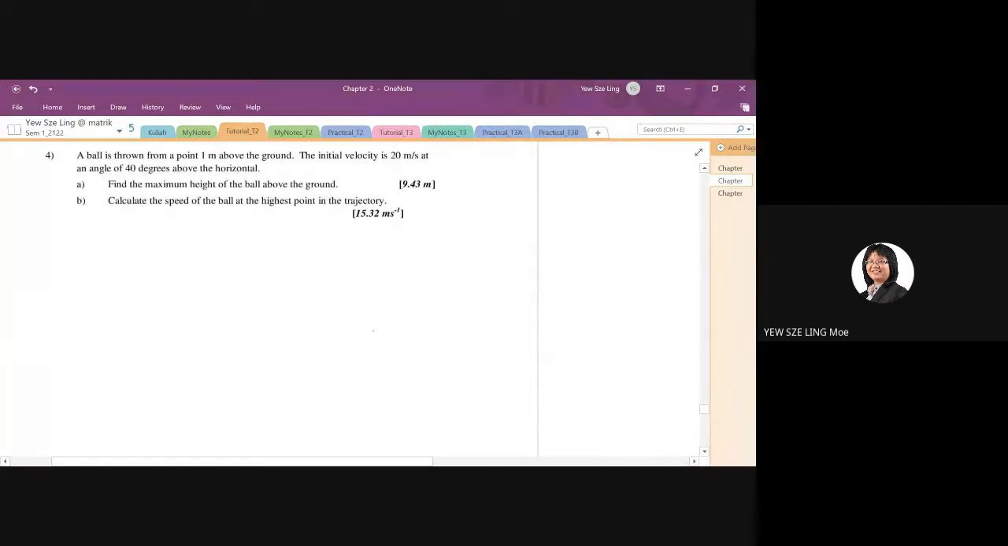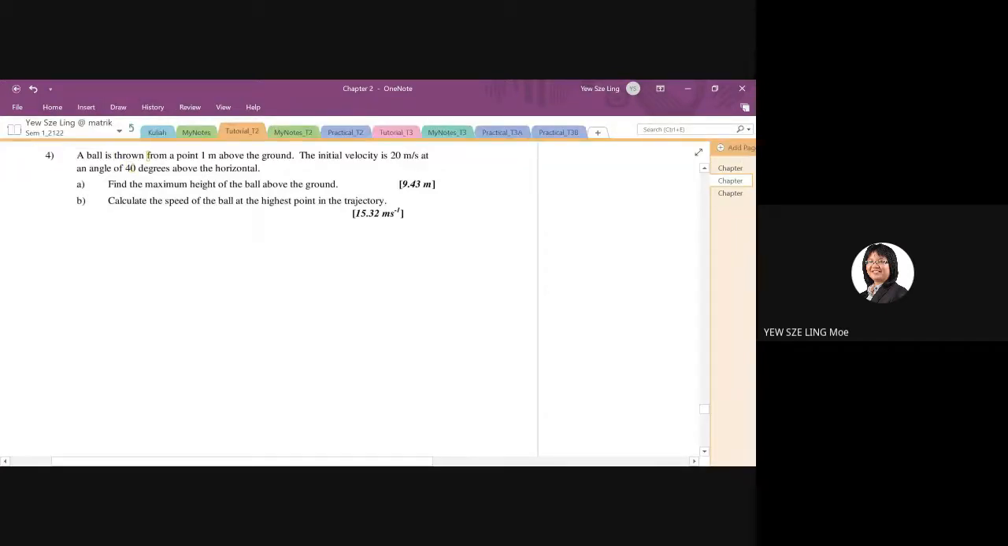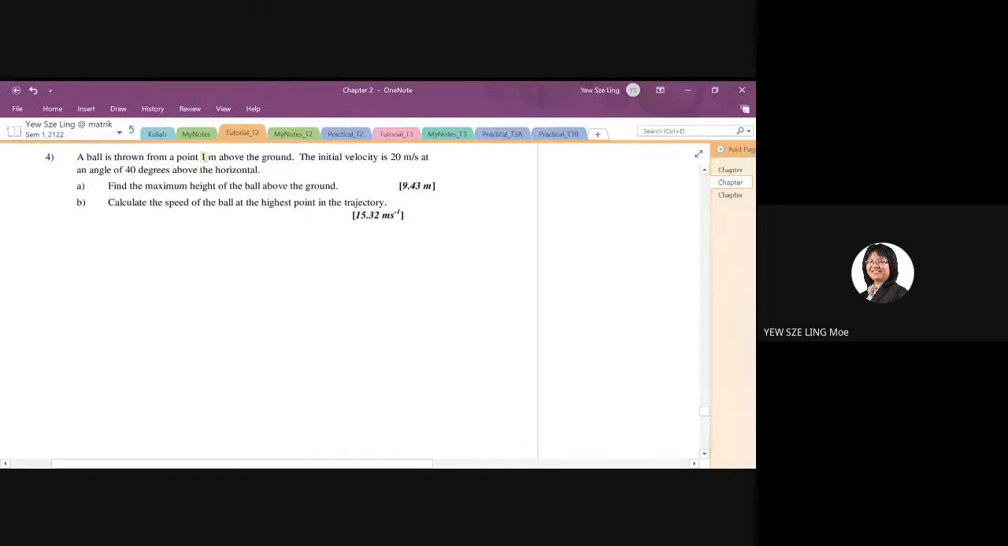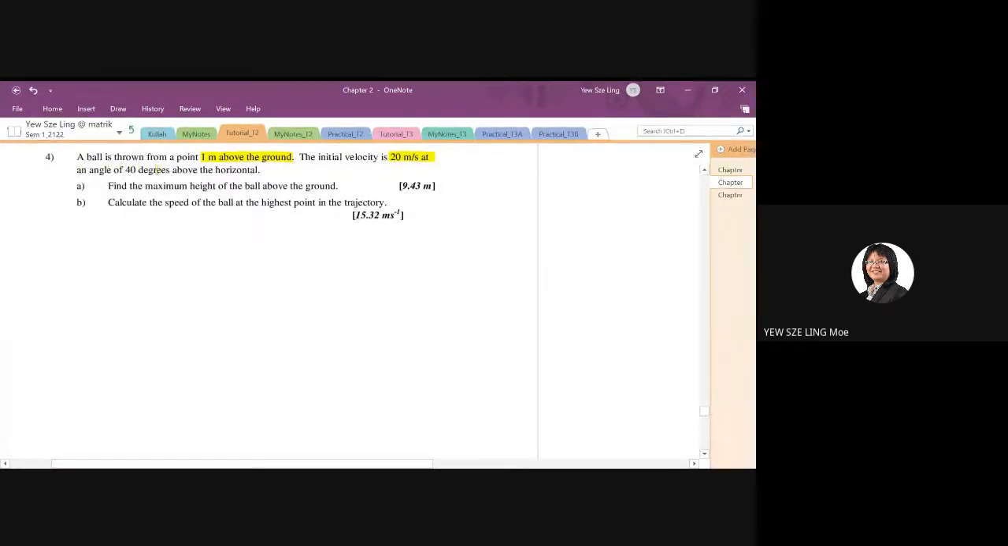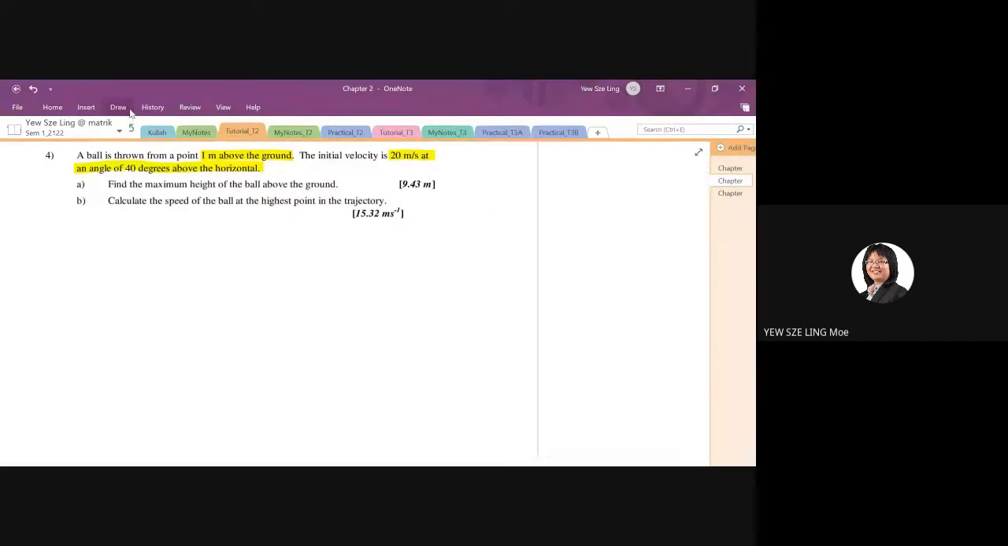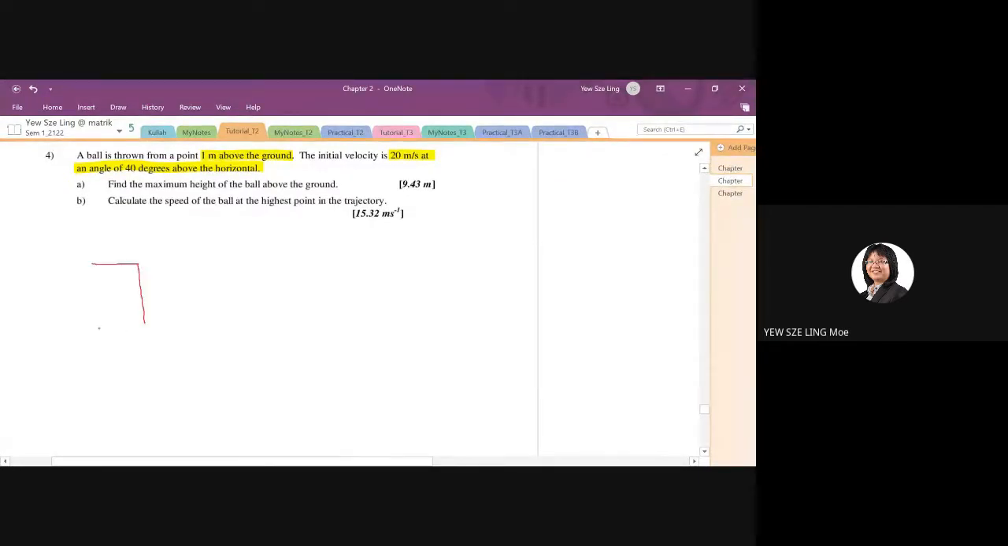Okay, so question 4, you are going to need to draw a diagram. Why? It tells you a ball is thrown from a point 1 meter above the ground, and the initial velocity is 20 meters per second at an angle of 40 degrees above horizontal. So you need to draw a diagram first for this given situation. So you have a building, let's say. This is the ground. The building is 1 meter tall. And then the initial velocity is 40 degrees above horizontal.